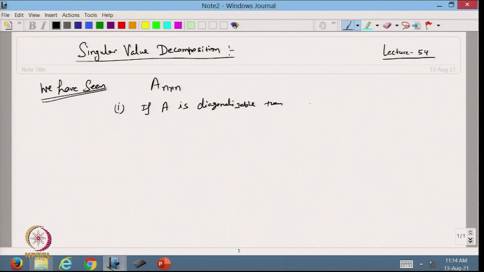then I can write A as P D P inverse. In this case my D is a diagonal matrix with eigenvalues lambda and P corresponds to the eigenvectors. So we have seen that if the matrix A is diagonalizable, then we can write it like this.